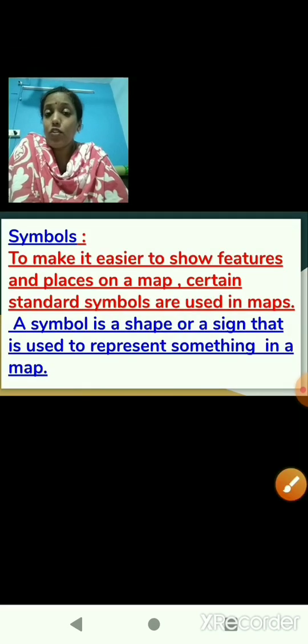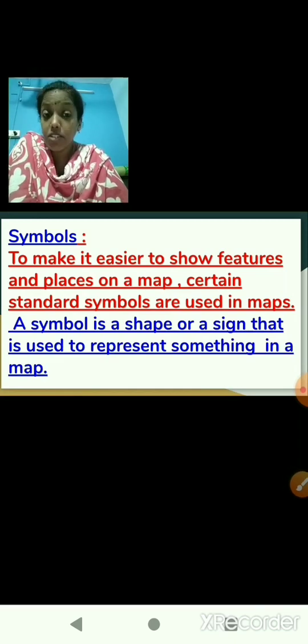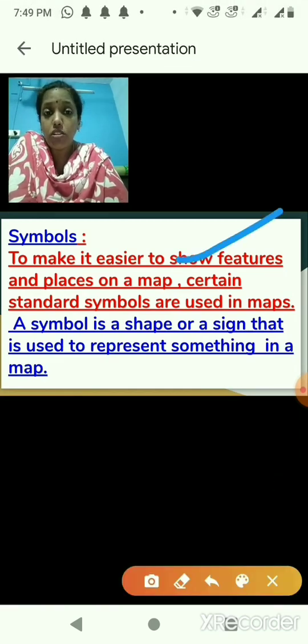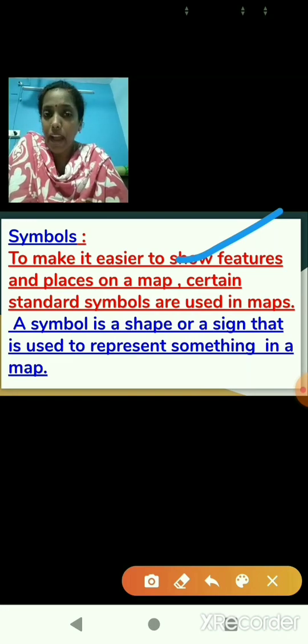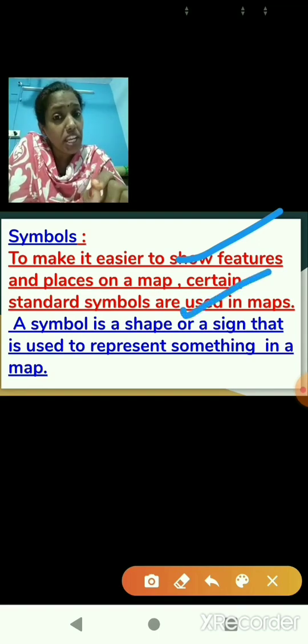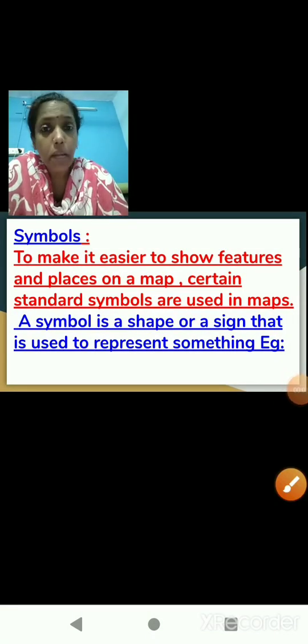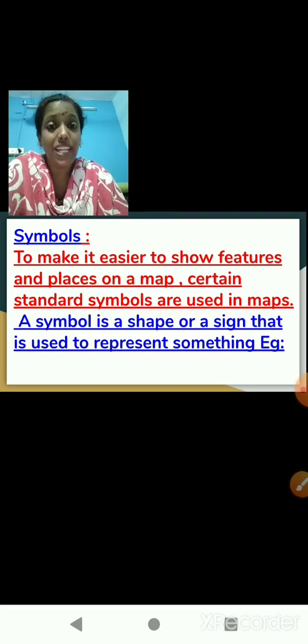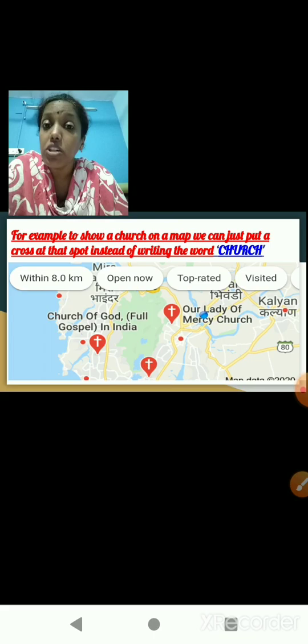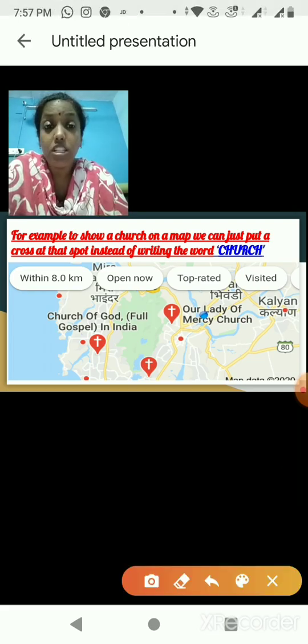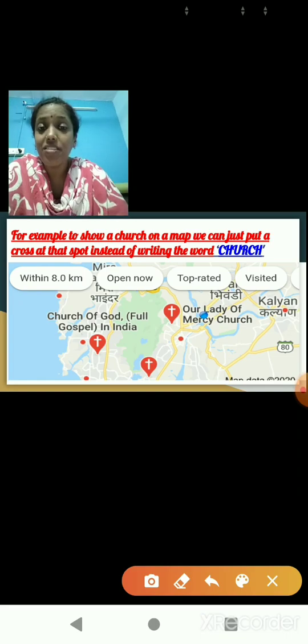Now let us see what are symbols. To make it easier to show features and places on a map, certain standard symbols are used in maps. A symbol is a shape or a sign that is used to represent something on a map. For example, to show a church on a map, we can just put a cross at that spot instead of writing the word church.